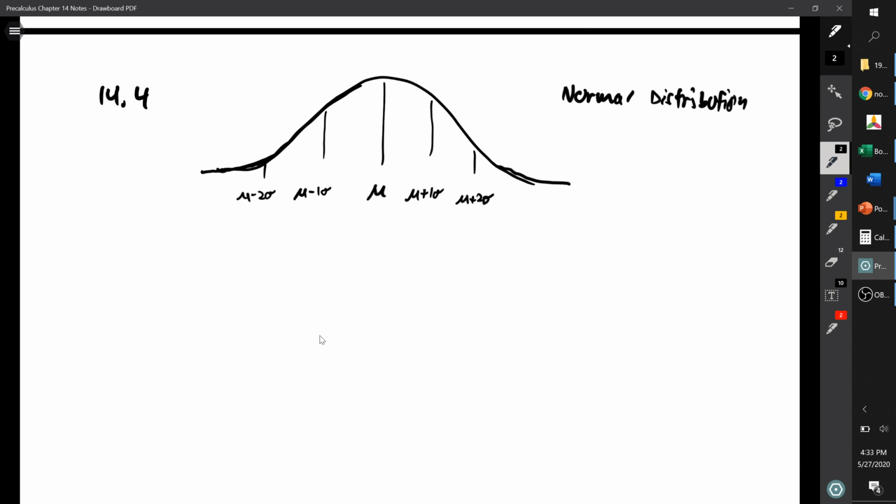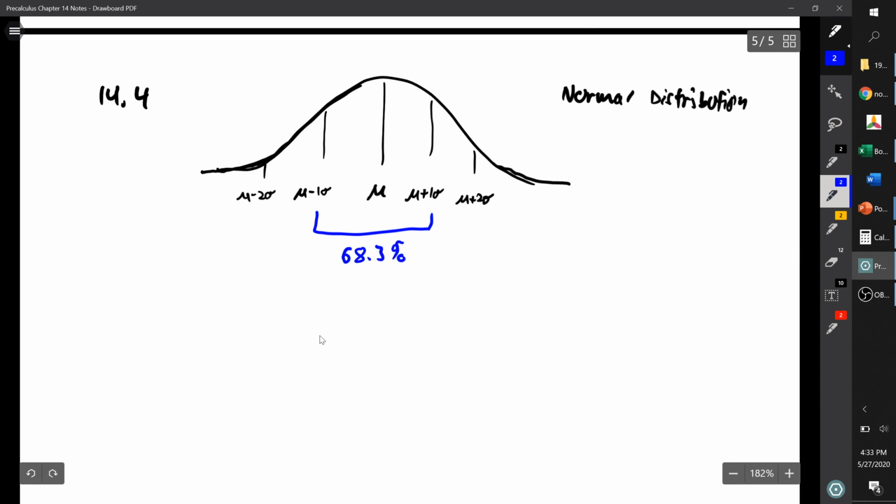There are certain percentages of the data that fall within a certain range of how far above or below the average you are. So for example, if you're going plus or minus 1 sigma, then approximately 68.3% of the data falls in this range, from the average below and the average above by 1 standard deviation. Then if you're going 2 standard deviations above and below, about 99.5% of the data lies in that range.